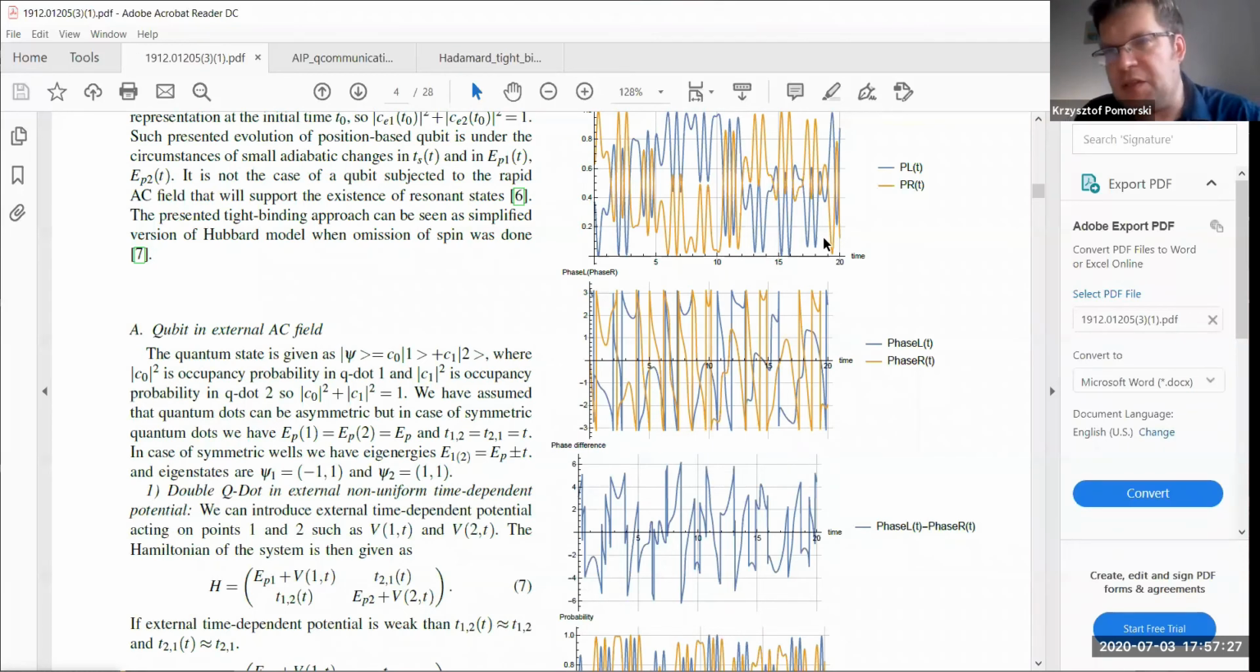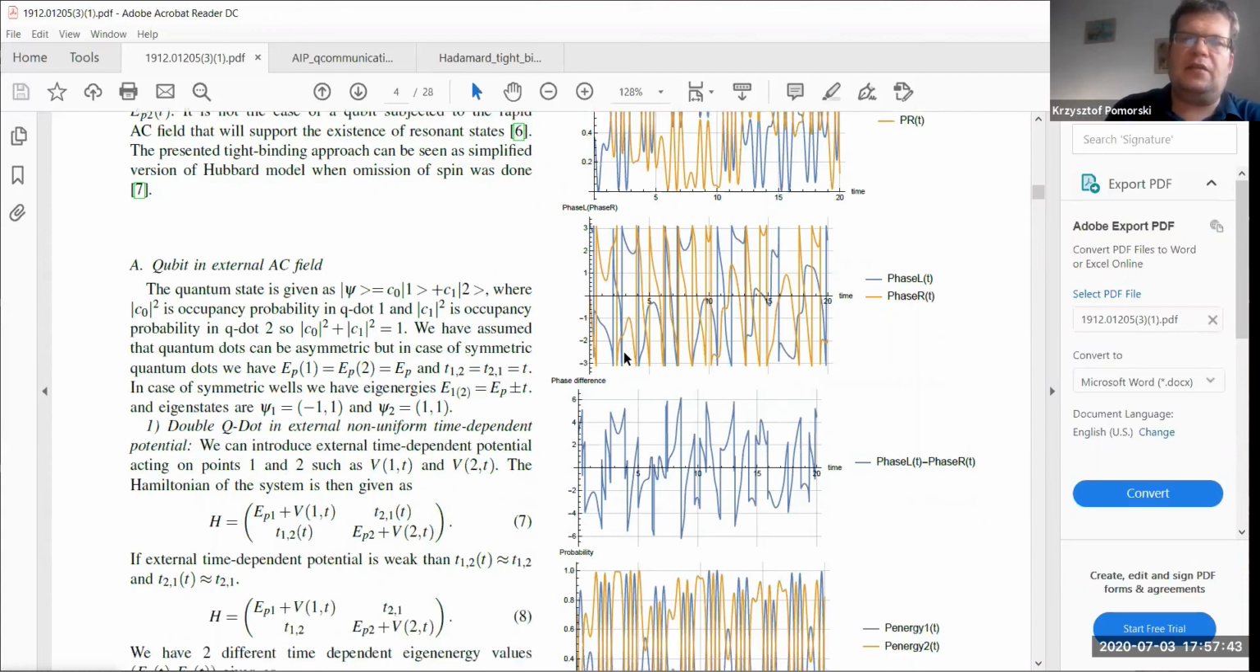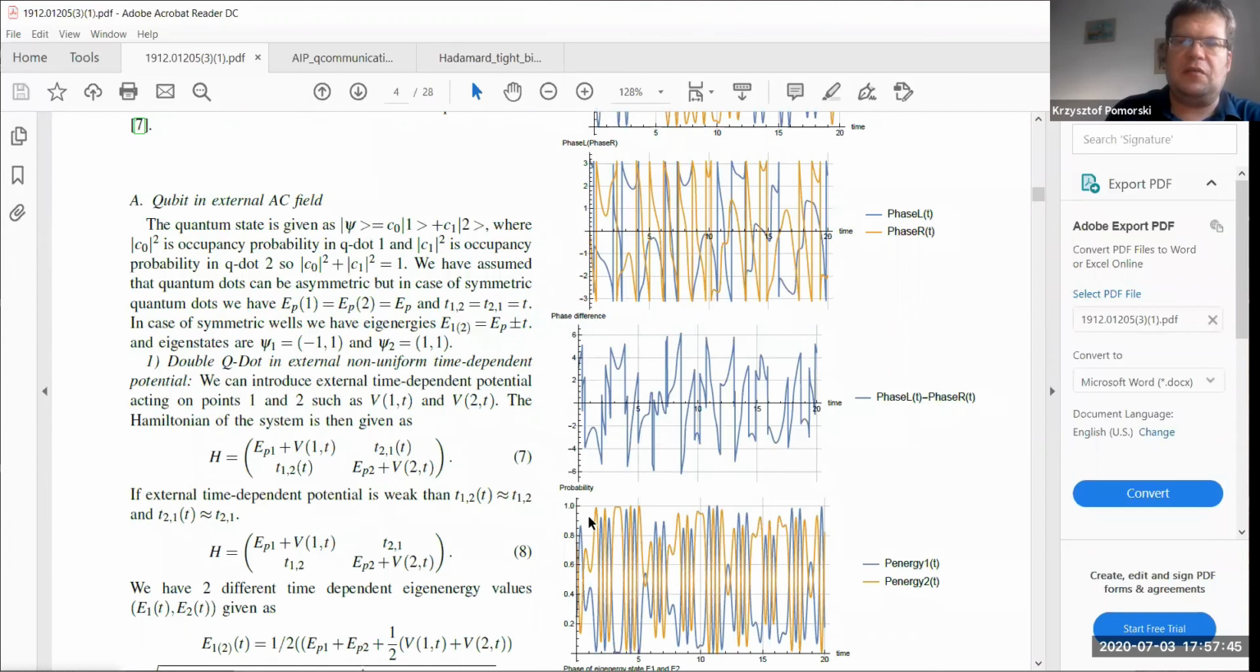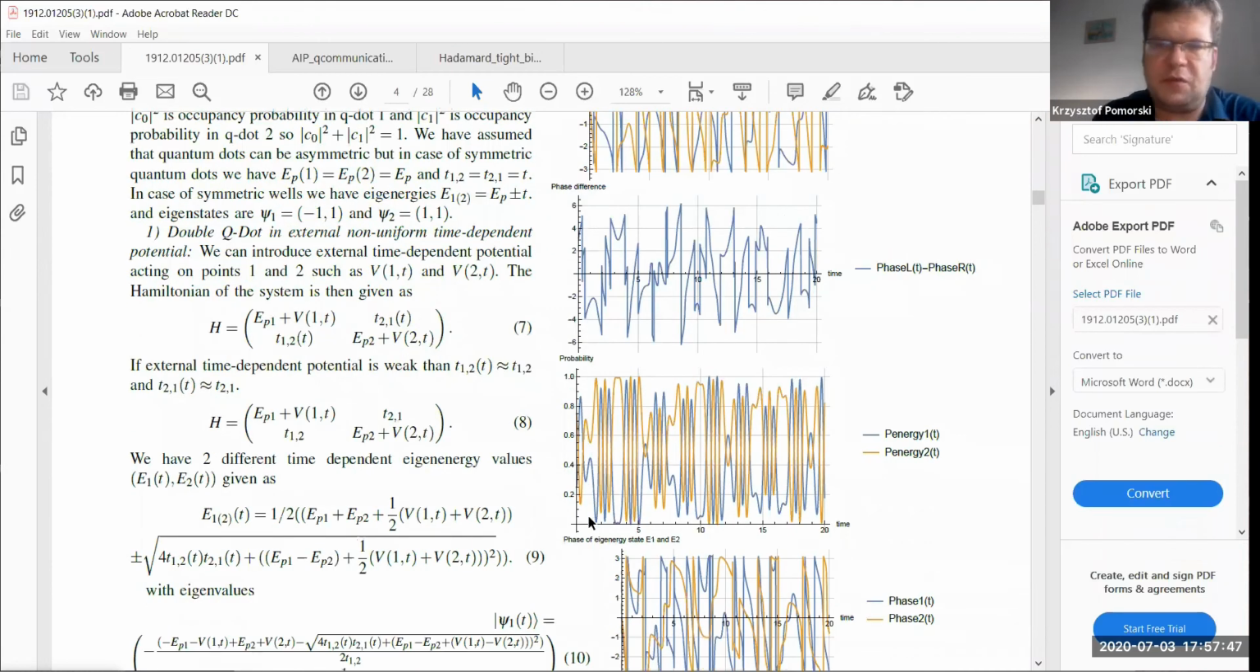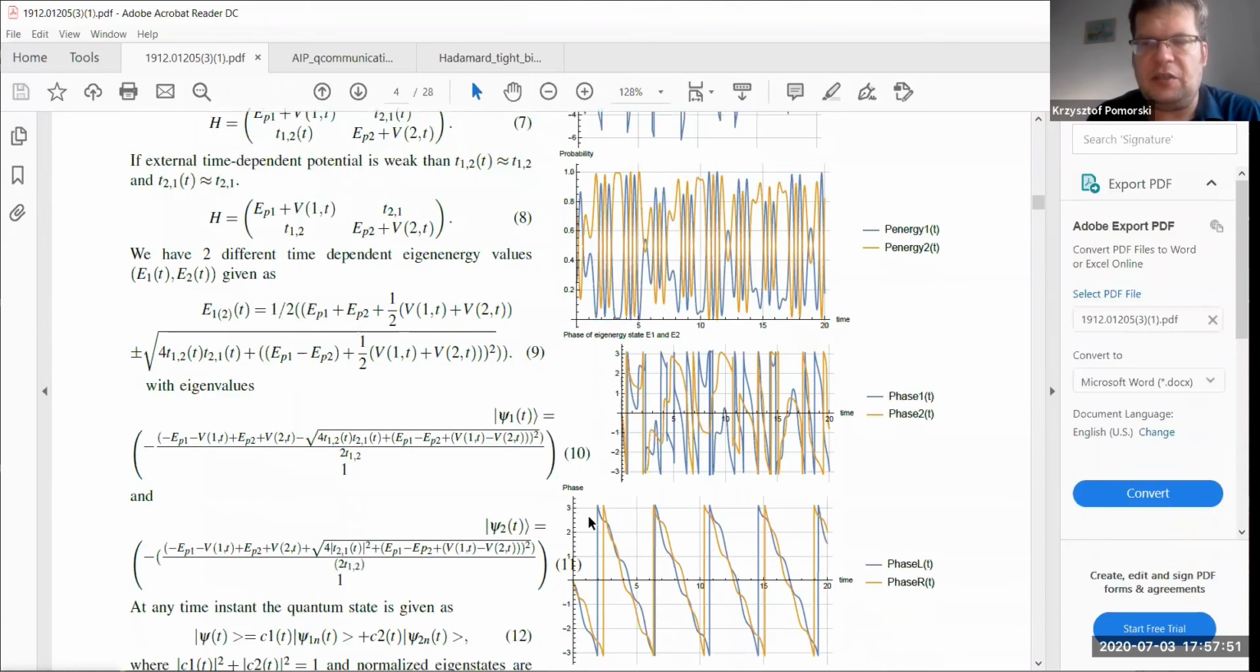During this process of Rabi oscillations, there is a change of phase between the left and right quantum dot. Essentially the phase of left and right is plotted here, and this difference is plotted as here. This is under the circumstances of a very strong electromagnetic signal shining on the qubit.